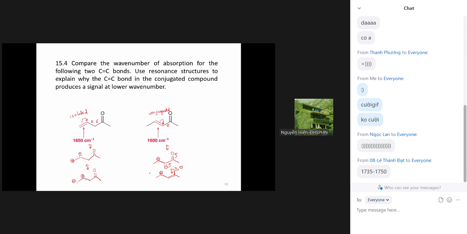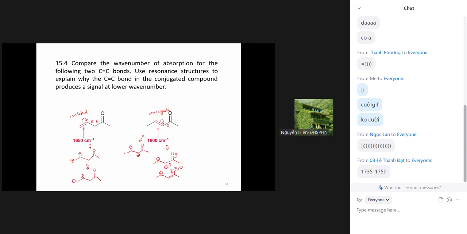I missed a positive charge there. Actually, I can draw another resonance structure like this. So on the right structure, you have 4 different resonance structures, and on the left, you have 3. So please tell me about the meanings of these resonance structures. What do these resonance structures tell you?